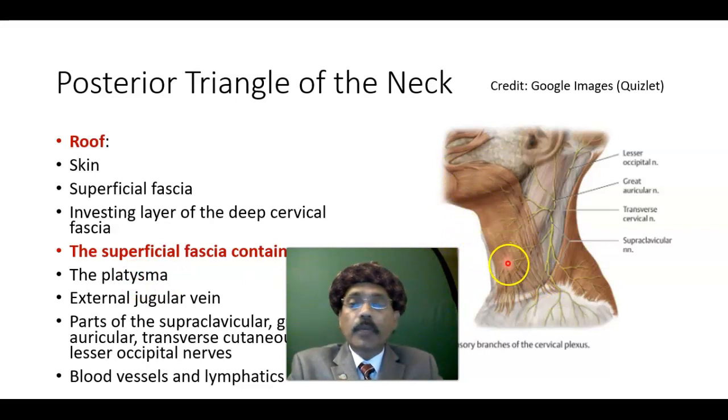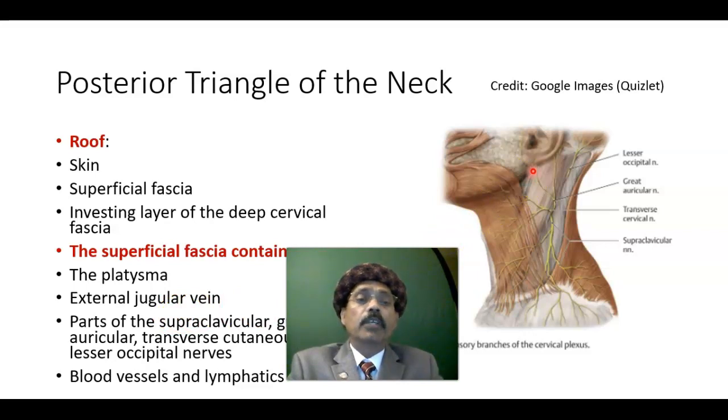The platysma is a muscle of facial expression, so it is innervated by the facial nerve, the cervical branch of the facial nerve. It is a nerve of the second pharyngeal arch. Okay, so we got that. Then the external jugular vein. It is not shown here. We'll find out about the external jugular vein.